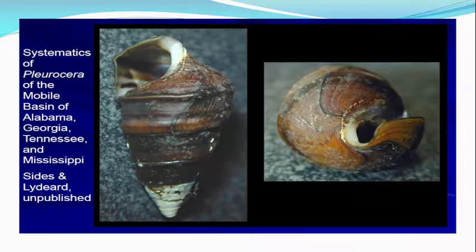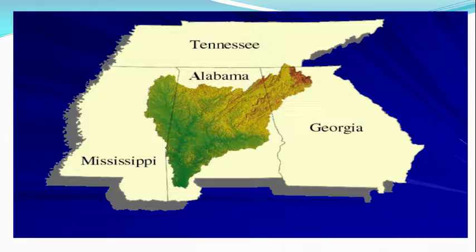So Pleurosaurids, as I said, reached their greatest diversity in the southeastern U.S. Jeffrey Sides was a former student of mine who did his dissertation on this particular genus of freshwater snails, genus Pleurosaura. What he was interested in doing was looking within the Mobile drainage basin, which you've heard so much about already.